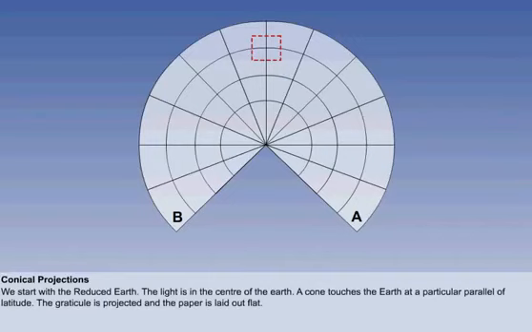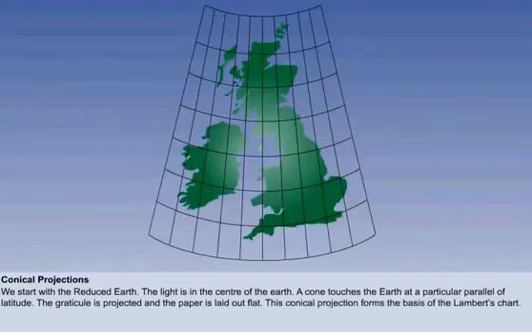However, for a typical chart, we would need to see only a small area, perhaps one country or one continent. So we would take a small part of the projection, represented by the red square here, and expand it to a suitable scale. This conical projection forms the basis of the Lambert's chart. You may already be familiar with the Jeppesen ED6, which is a Lambert's, and the same projection is also used by the CAA for the basic UK half-million topographical chart.